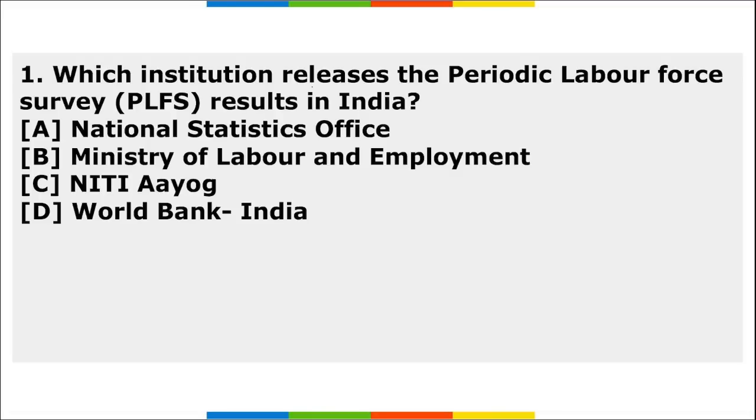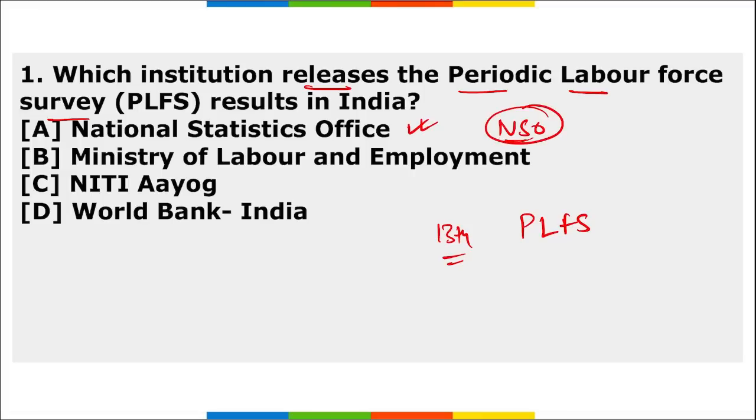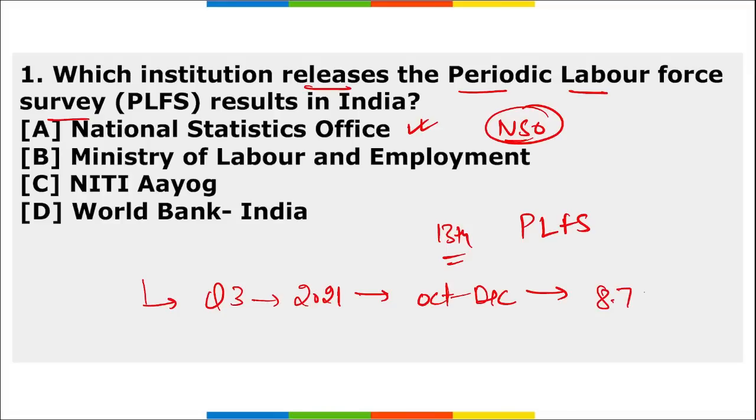Next question, if I ask you, which institution recently released the Periodic Labor Force Survey result in India? This was the 13th edition of the Periodic Labor Force Survey of India, released by which organization? We have discussed this question earlier. It was your National Statistics Office, NSO, that released the 13th edition. The data released is that for the third quarter of 2021, that is from October to December, the unemployment rate in India was around 8.7%.